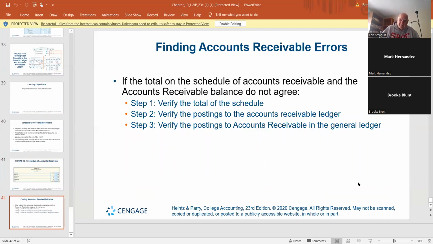Finding errors, again, I'm not going to worry about this. If you have errors, you've got to re-add things. And that is the end of our chapter. So I don't think this chapter is a buzzsaw.